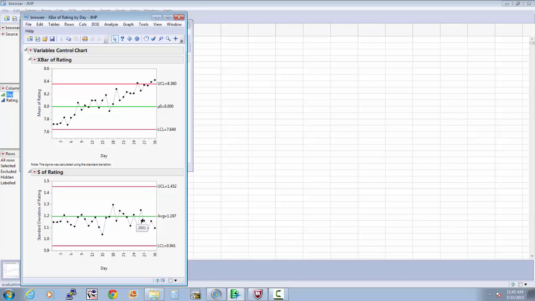Overall, we'd call the process not in control because one of these, the X-bar or the S, potentially both, but not in this case, just the X-bar has failed the control test, so the process is not in control. And that's how you create the quality control charts in JMP.